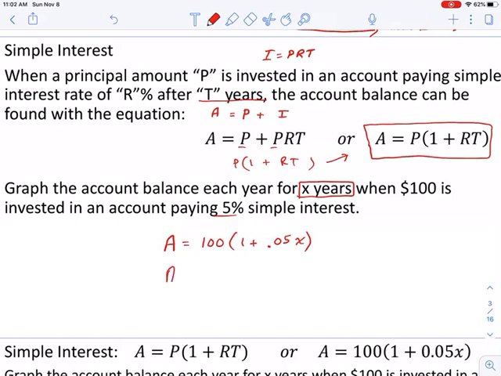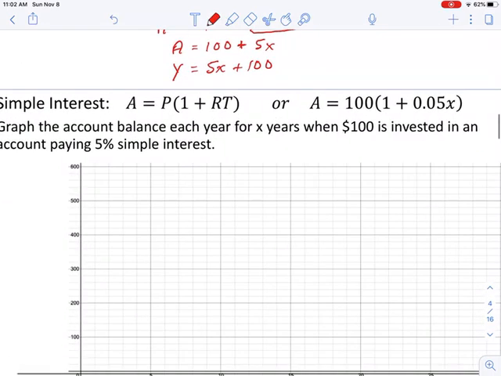Now, if you use the other equation, A equals 100 plus 100 times 0.05 times X. You could use that too. And then it would look like this. 100 times 0.05, we can go ahead and multiply those, and that would be 5x. So it's really 5x plus 100, which I guess is easier. A, that's our y right there. And so we could write this as 5x plus 100. So let's graph that and see what we get.